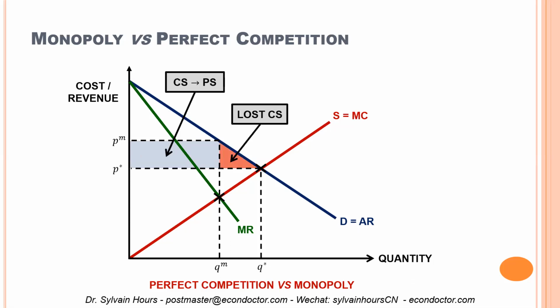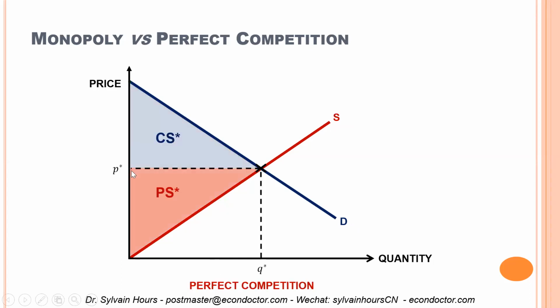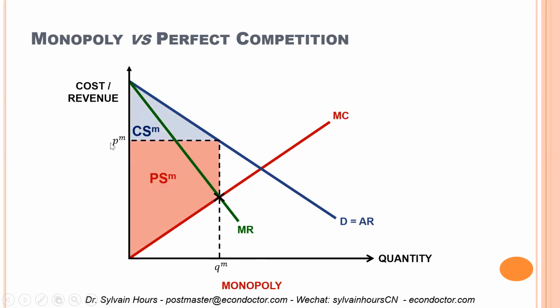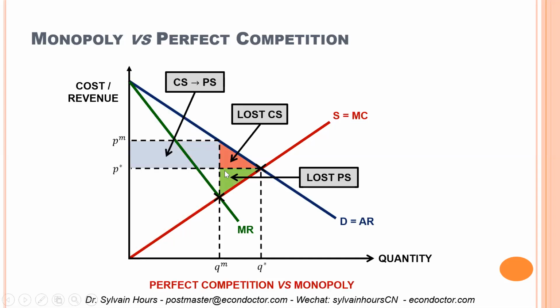On the other hand, this area here used to be consumer surplus. But when we move from perfect competition to monopoly, it is not transferred to producers. So it is lost by consumers and it is not gained by producers. So it is lost to everyone. That's why this area is a component of the deadweight loss. We can do the same thing with producer surplus. Remember that producer surplus in perfect competition was this big triangle. Producer surplus in the monopoly is this area. So we see that we have lost this area.